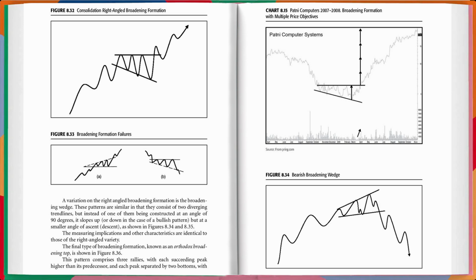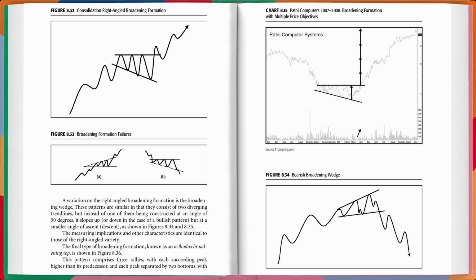These patterns are similar in that they consist of two diverging trend lines, but instead of one of them being constructed at an angle of 90 degrees, it slopes up or down in the case of a bullish pattern, but at a smaller angle of ascent-descent, as shown in Figures 8.34 and 8.35. The measuring implications and other characteristics are identical to those of the right-angled variety.